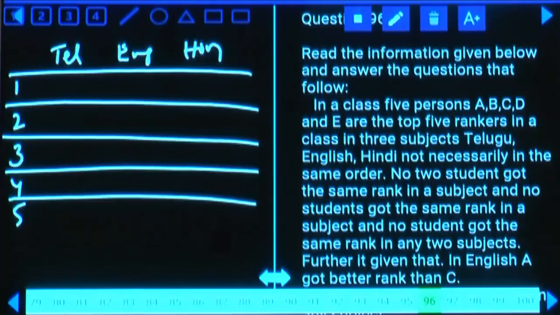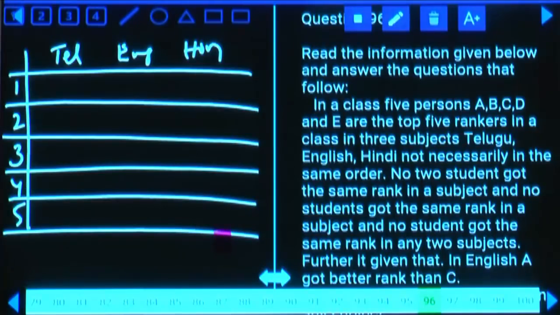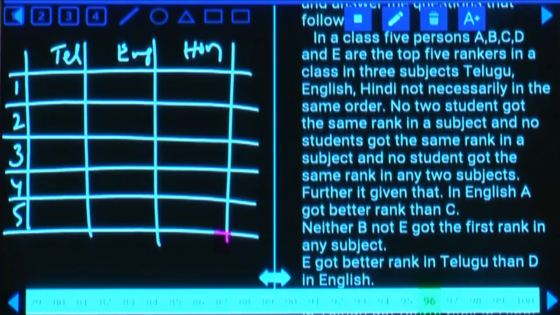Now for that, who got which rank? The information is like this: no 2 students got the same rank in any subject. That means along this column, no 2 persons should have the same rank. That means no person should be repeated a second time.